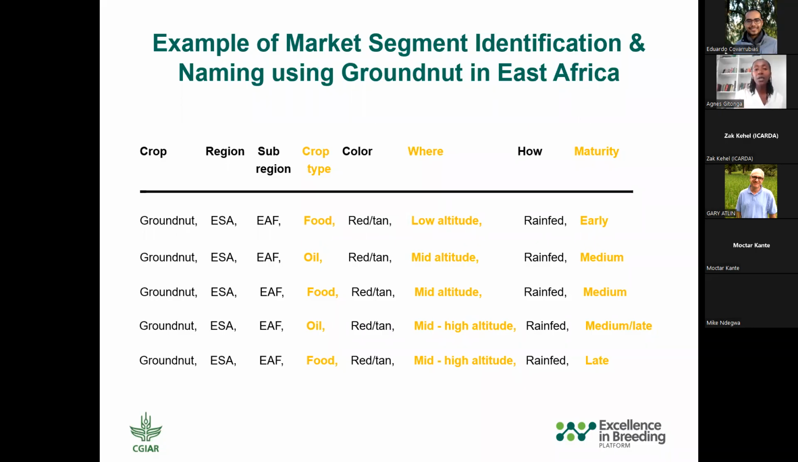For example, if you're talking of food versus oil, we would expect that in the target product profile, for the groundnuts that are being used for oil, the oil content possibly would be higher compared to the one that is being used for food. So it is critical to have a good definition and description of a market segment, because this translates to better scoping of traits when it comes to the target product profile.